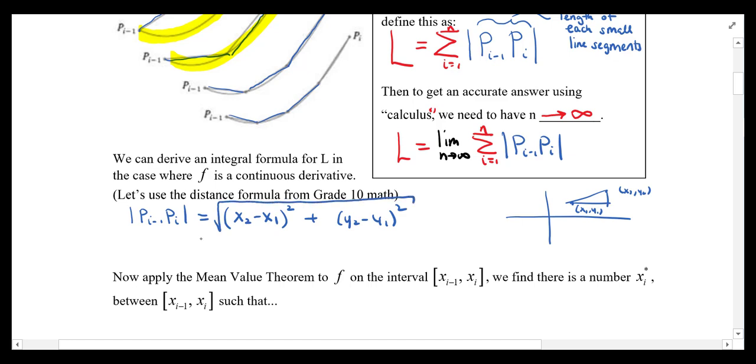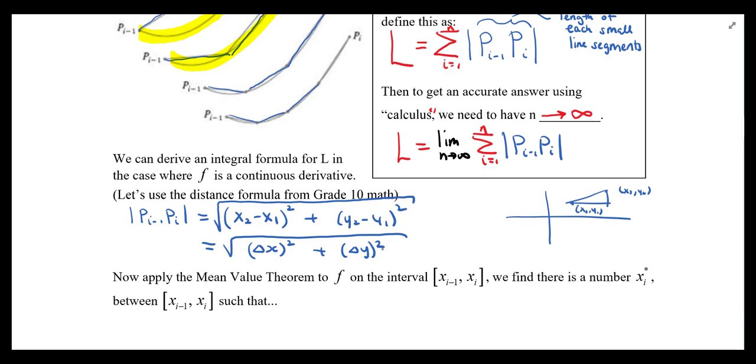Now, maybe that's a little bit more complicated than we need it to be, so why don't I just call x sub 2 minus x sub 1 just delta x, right? The change in the x. And then y sub 2 minus y sub 1 just delta y, or the change in the y. Okay? This is going to come in handy in a moment.